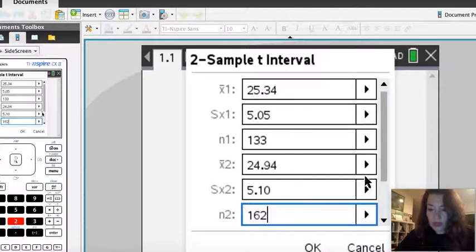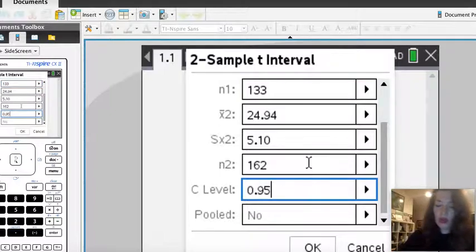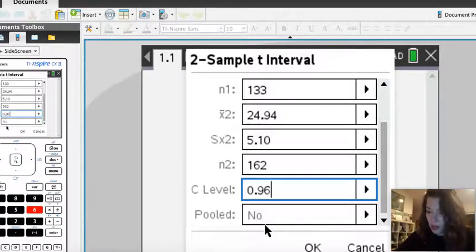All right, scrolling down. So we want to create a 96% confidence interval. So I'm going to change this to 0.96. And then when it asks to pool, you always leave it at no. I have never really seen a situation where you change it to yes. So yes means their variances are the same. We are not given that their variances are the same. So by default, always leave it at no.